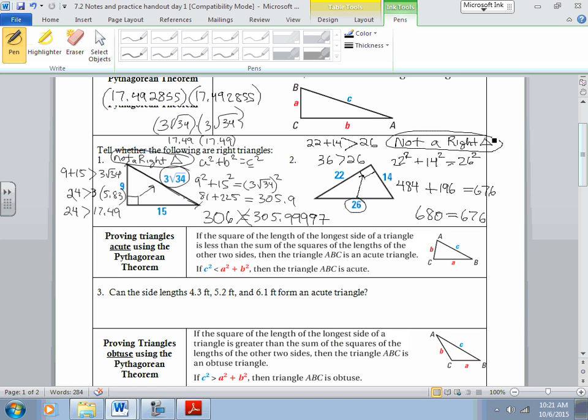Not a right triangle. Now, do you notice I used the symbol of a figure for the triangle instead of writing the word triangle? You guys are going to start using a lot of symbols to write stuff out, kind of like texting. Okay?